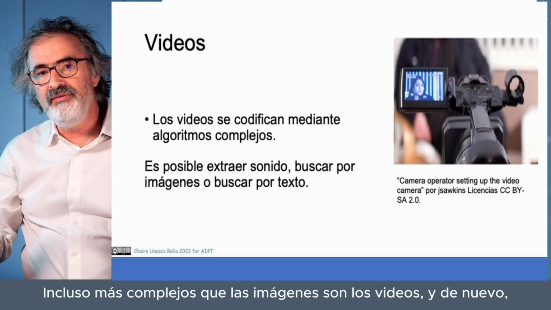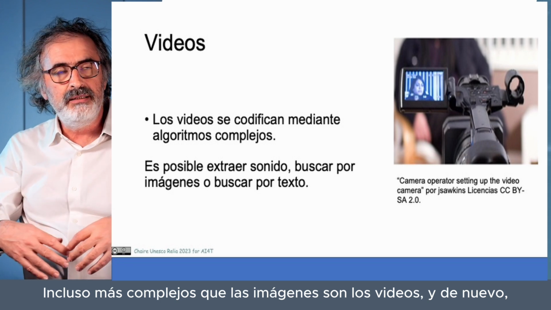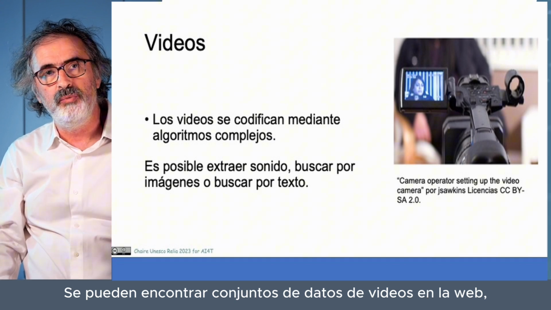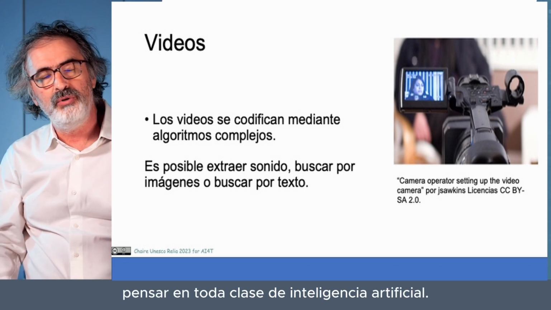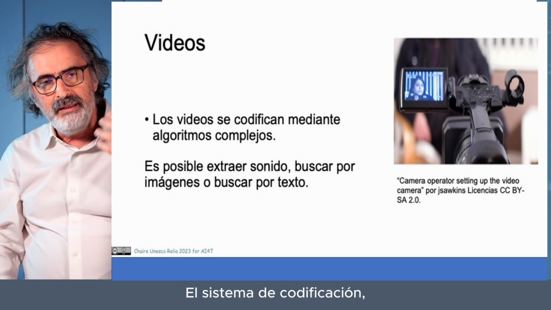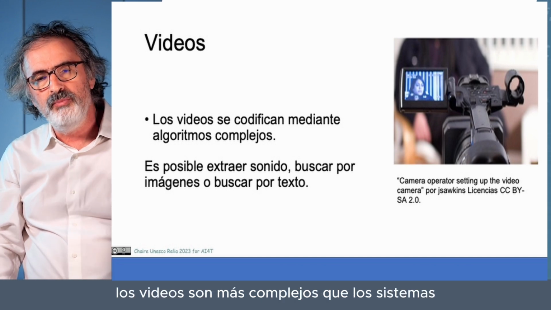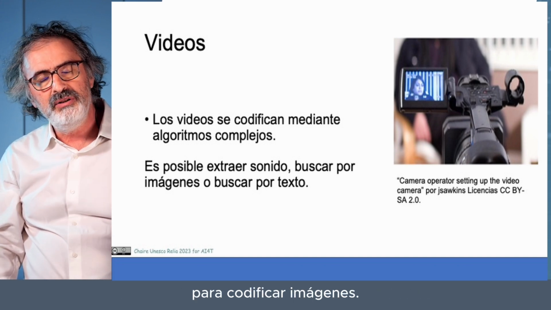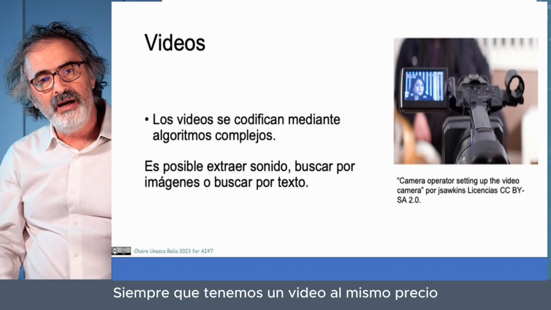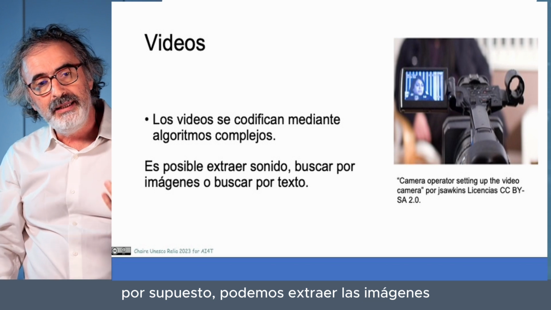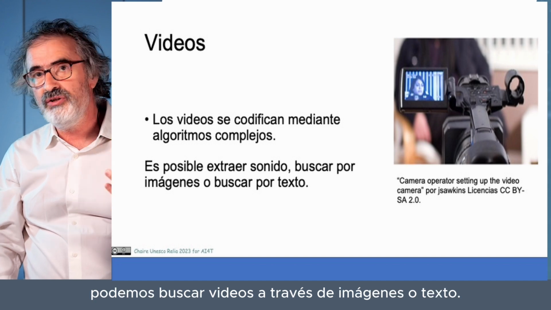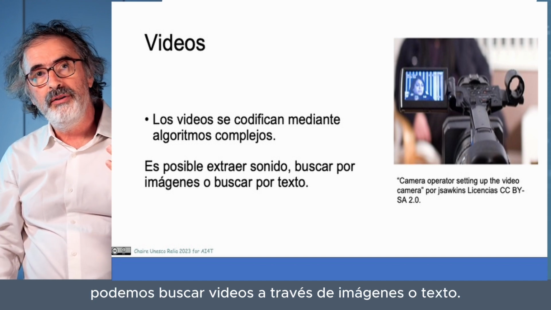Finally, more complex even than images are videos. Again, we see how many of these video data sets are available over the web, allowing us to think about all sorts of artificial intelligence programs and applications. The systems for coding videos are much more complex than the systems to encode images. But every time we've got a video, for the same price, we can of course extract the images themselves, or we can extract the sound, and once we have done that, we can search videos through images or through text.